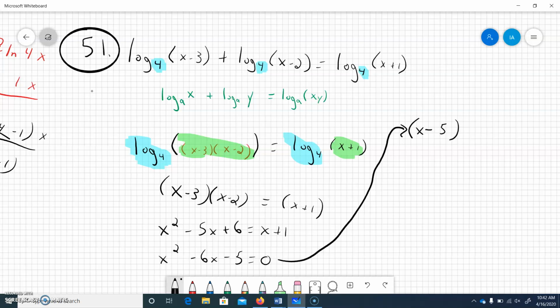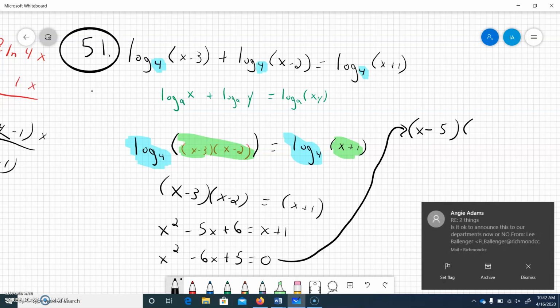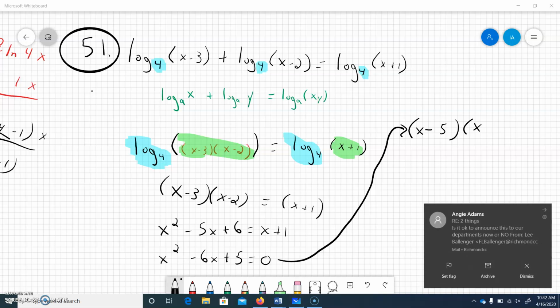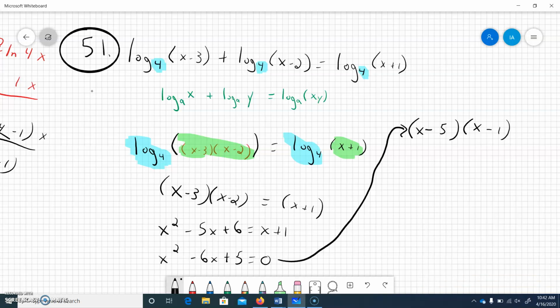Do I have something wrong here? Oh, this was plus 5. x squared minus 6x plus 5 equals 0. Yeah, I subtracted 1, so this should be 5. So I need minus 5 and minus 1. Sorry. So this gives me x equals 5 and x equals 1.